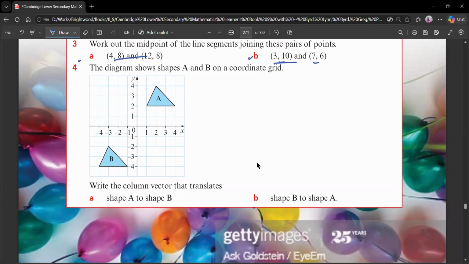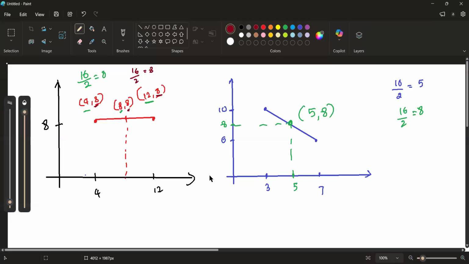Now, next one. There's a diagram showing shapes A and B on the coordinate grid. Yes, translation. You have to think about translation. Let's go through this one. Yes, one minute, go through.